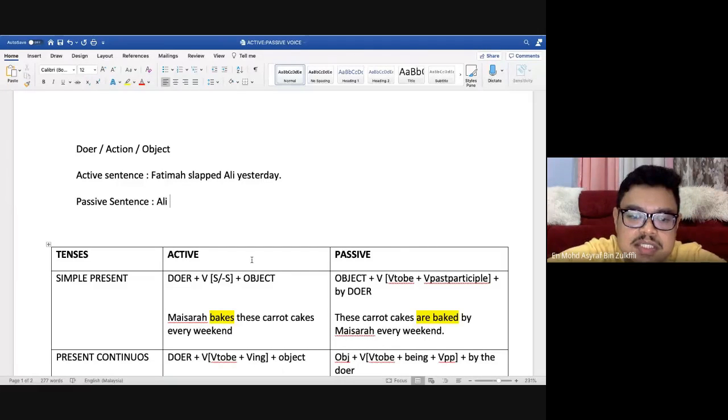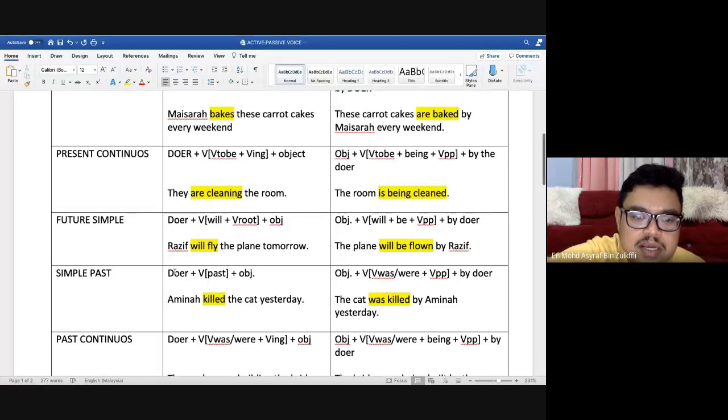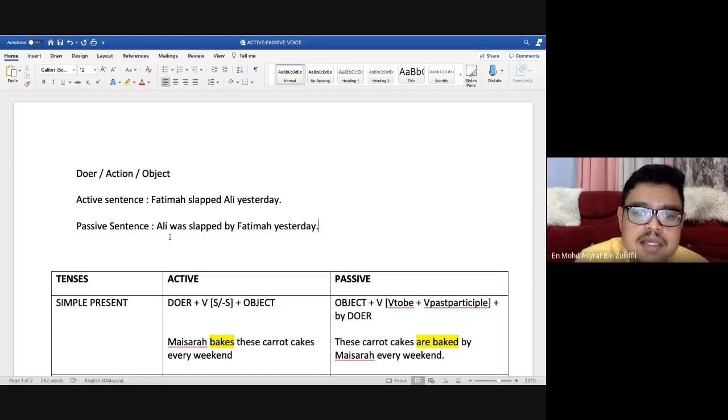So how do we change it? That's when you have to follow this formula. The formula will change according to the tense. Here, "Fatima slapped Ali yesterday" is in the past tense. To change it into the passive voice, it is object plus was or were plus the past participle of the verb. Here you have to add was, because Ali is singular: "Ali was slapped by Fatima yesterday." So that is how you form the passive voice.